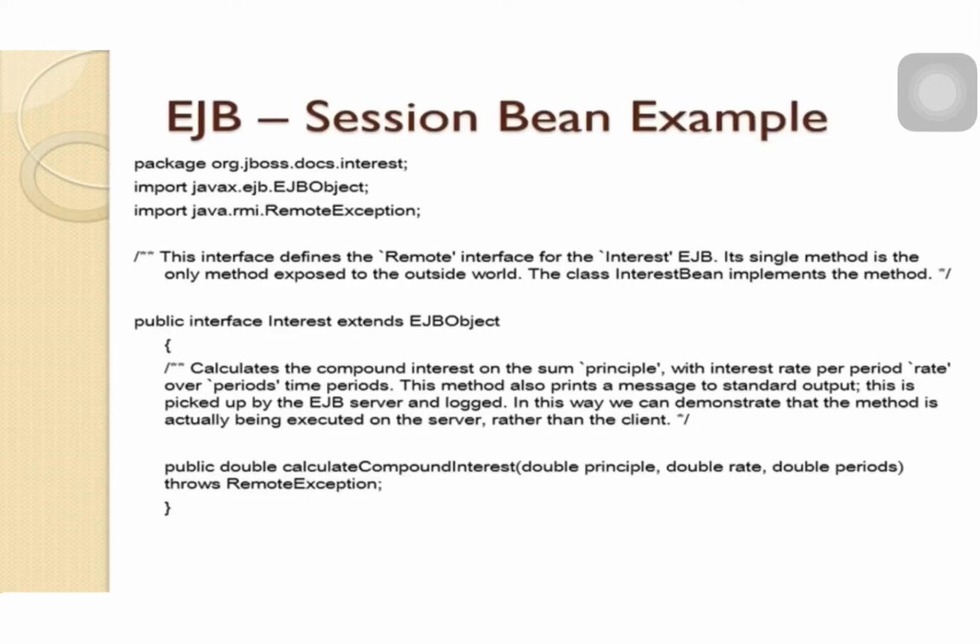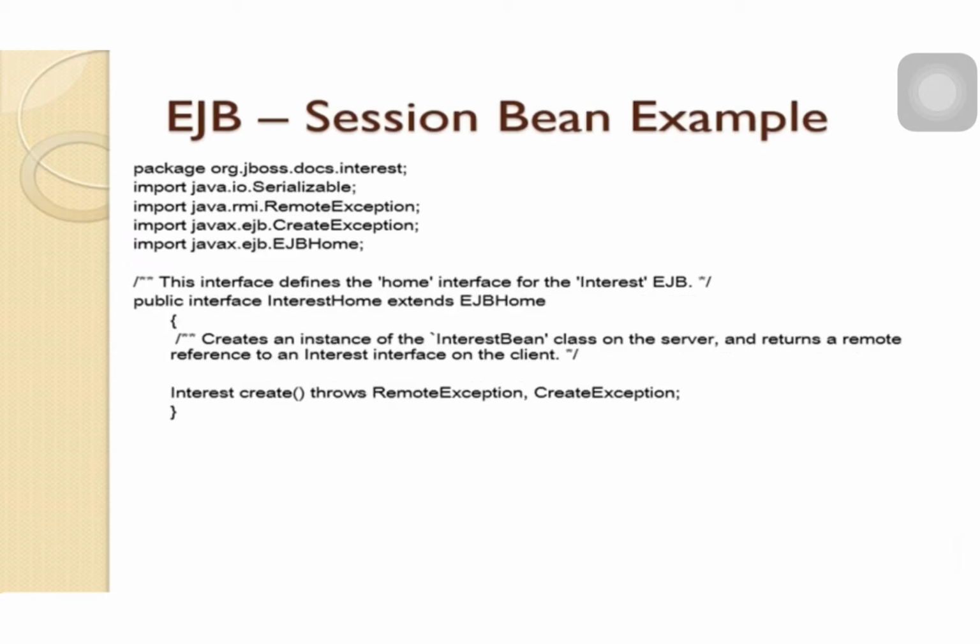This is a session bean example. Let's see. First of all, we need to define an interface called Interest. This interface just extends the EJBObject, right? And we can see that the EJBObject defines a calculateInterest, so we still need to define this function here.